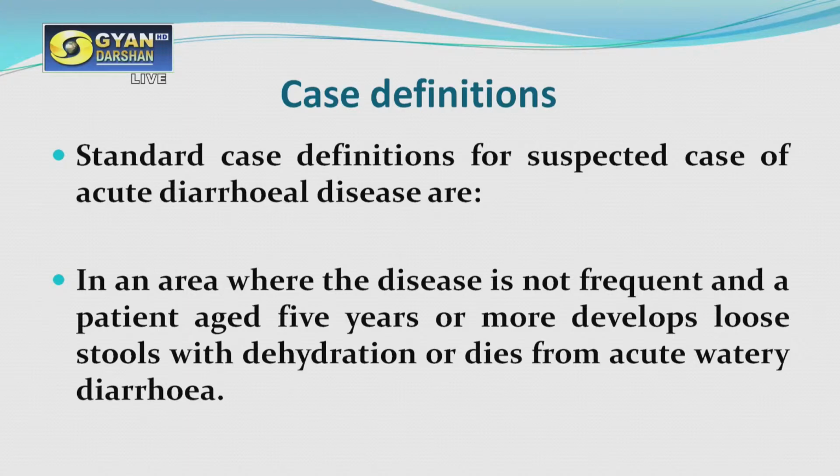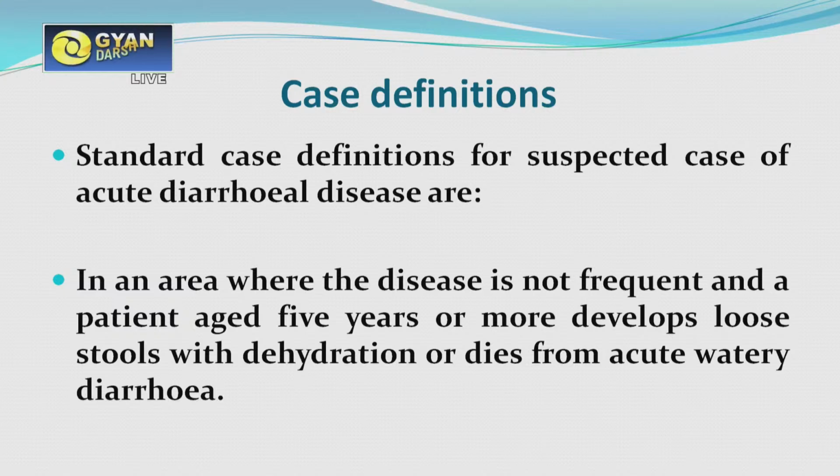So what is case definition? Standard case definition for the suspected cases of acute diarrheal diseases. You have to first of all standardize cases by giving the definition. Some of the diseases remain throughout the year, but it depends on various geographical areas. In one particular geographical area, maybe one kind of disease is more prevalent, in some other area maybe some other kind of disease is prevalent.